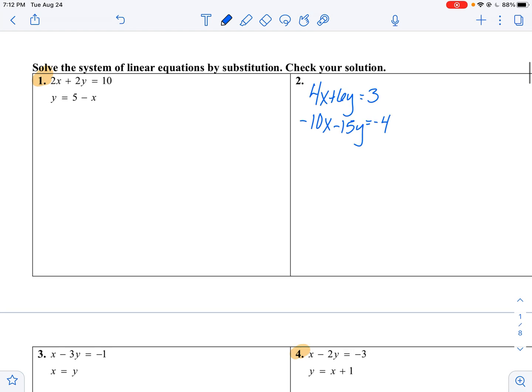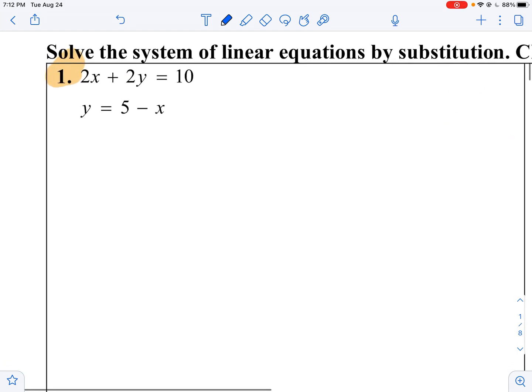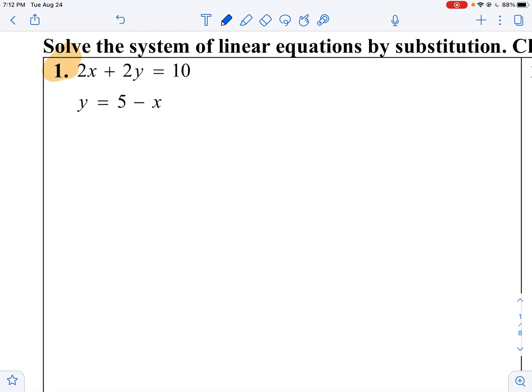So for example, let's look at this one right here. 2x plus 2y equals 10, and y equals 5 minus x. Now this is a substitution problem, definitely substitution, because I've got an isolated variable. So excuse that little mistake there in speaking. It is a substitution problem because I will substitute this value for y.